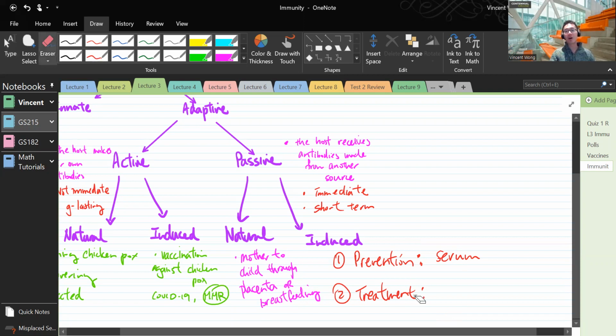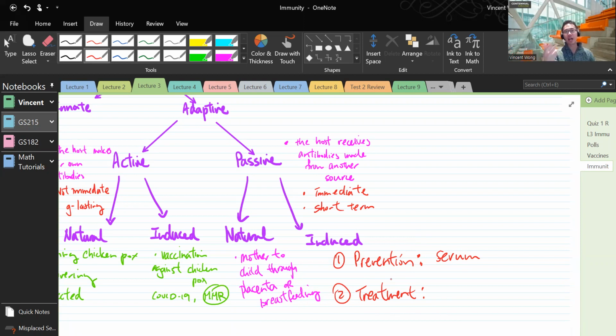Anyways, that would be an example of treatment, right? So many serums exist for treatments like these. Hepatitis. Let's say you accidentally get jabbed by a needle that you pulled out from someone who has hepatitis. You can get a serum.